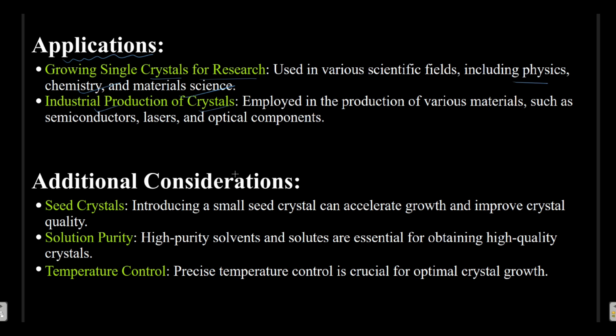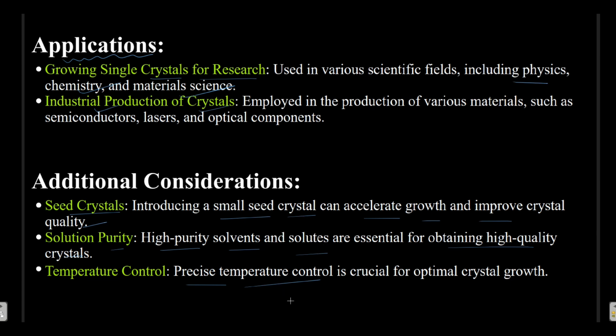Now, additional considerations can be taken, such as seed crystal. Introducing a small seed crystal can accelerate the growth and improve crystal quality. Now, solution purity. High purity solvents and solutes are essential for obtaining high quality crystals. Now, temperature control. Precise temperature control is crucial for optimal crystal growth. So these are some of the additional considerations that should be taken. I hope you understood this method.